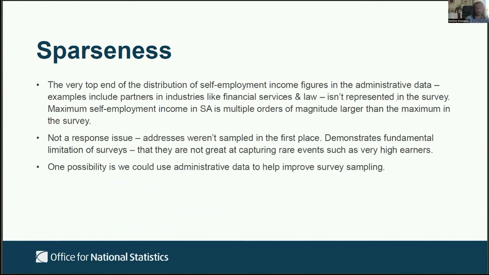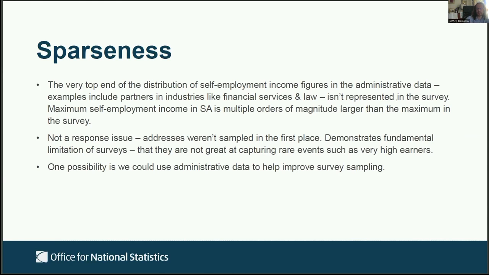One thing that is quite striking when we look at the self-assessment data as a whole and the survey data as a whole is that if you look at the very largest values, particularly for self-employment, for things like partners in industries like financial services and law, the largest values in the self-assessment data are orders of magnitude larger than the largest values you get in the survey. And of course, this is what you'd expect, because the survey is a relatively small sample, and with self-assessment data you've got the entire population. But that's not in itself going to cause a misrepresentation of the entire distribution in the survey.